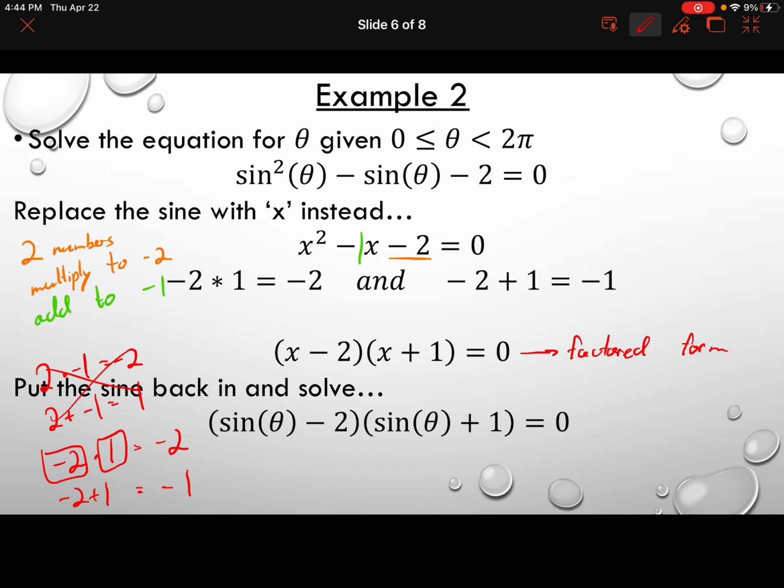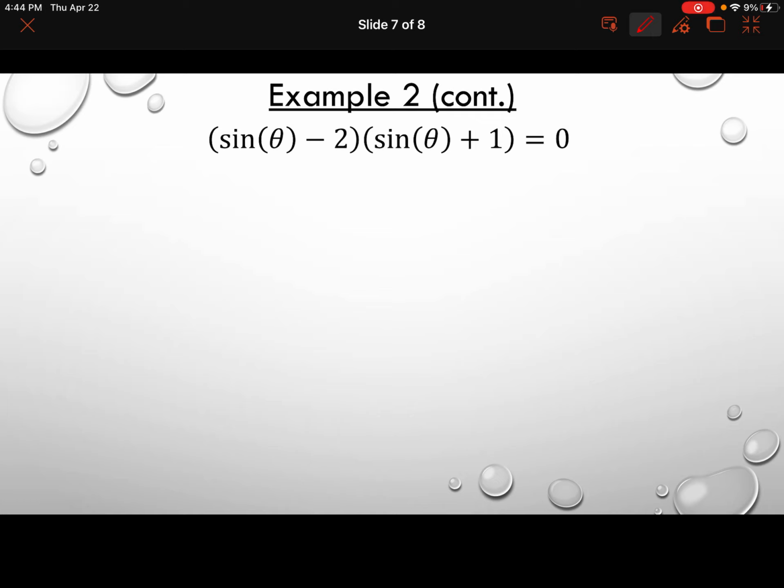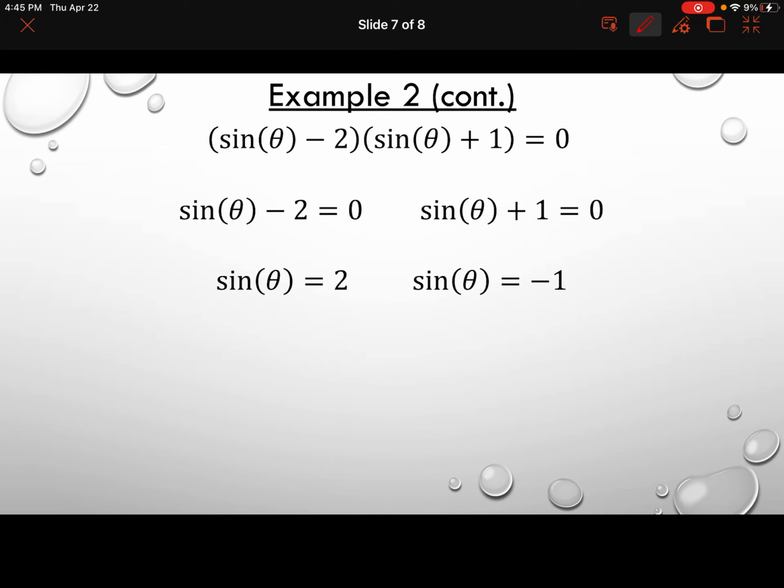So once again, we just reverse the switch that we made earlier in the problem. So now we solve it. Remember, we separate both these expressions, set them equal to 0, find our answer. So sine of theta minus 2 is equal to 0, sine of theta plus 1 is equal to 0. So we end up with, if we add 2 to both sides, and then we subtract 1 from both sides, sine of theta is equal to 2, sine of theta is equal to negative 1.